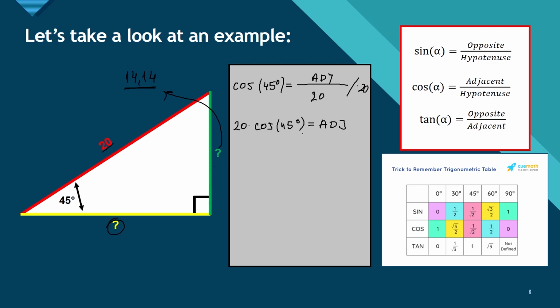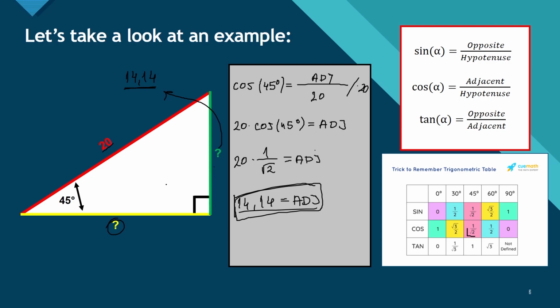For cosine of 45 degrees, we go to the table and we see that it is the same as the sine of 45 degrees. It's 1 divided by the square root of 2. So you get 20 times 1 divided by the square root of 2 is equal to the adjacent side. Now, we already did this. This is 14.14. This is the adjacent side. Now, you see, they are the same.